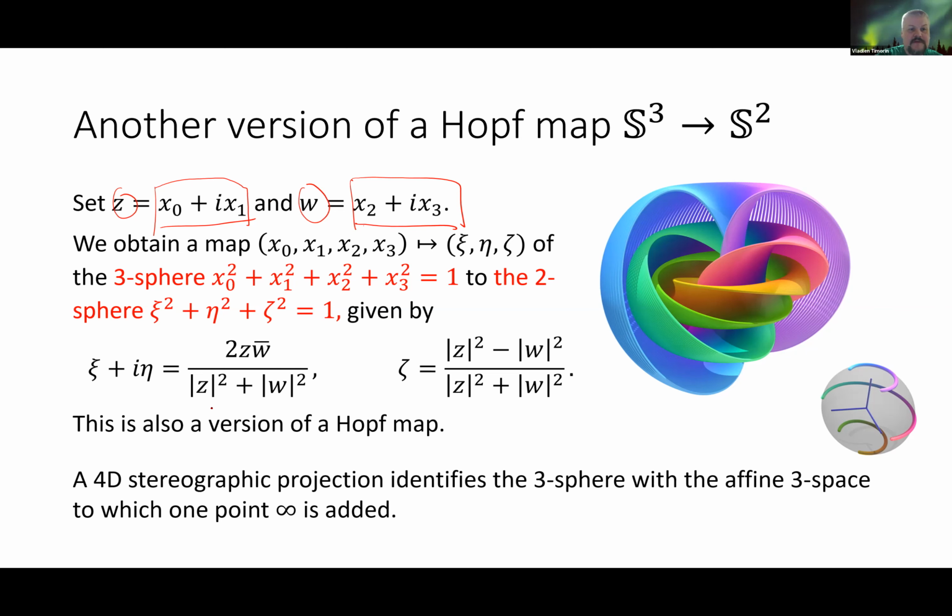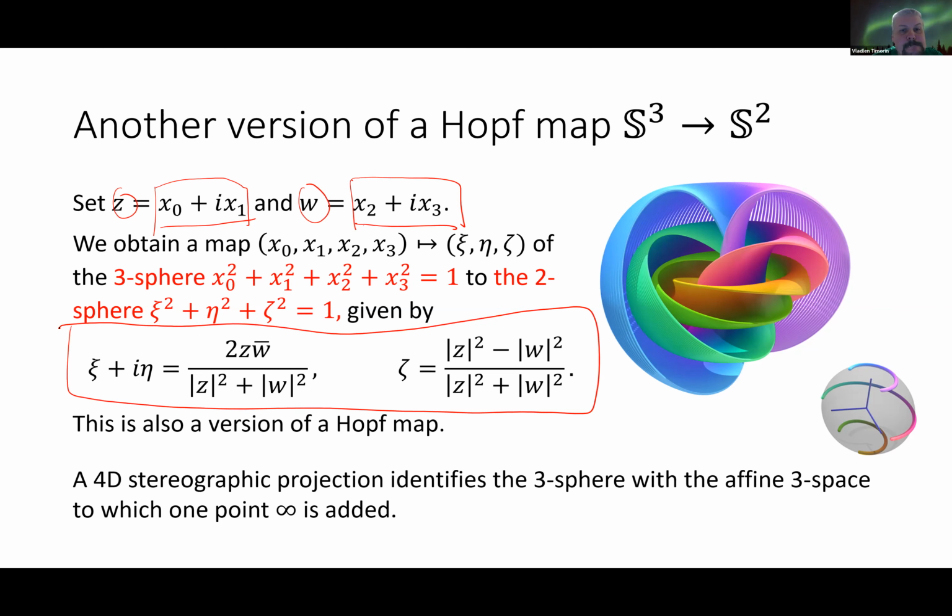So these same formulas give a map from the three-dimensional sphere, which is the sphere in four-dimensional space, given by the similar formula, the sum of squares of all coordinates is equal to 1. So this three-dimensional sphere is mapped to the two-dimensional sphere. The formula is the same.